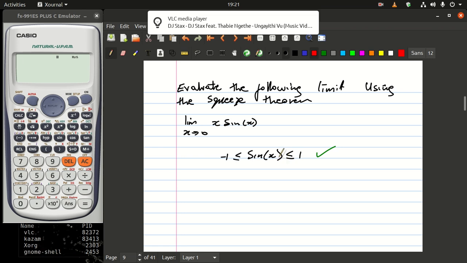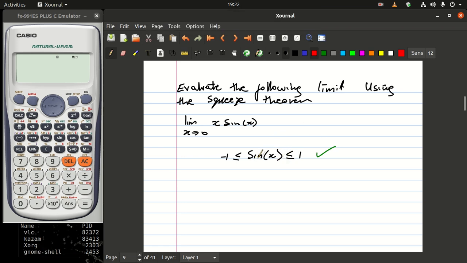Now, this is the correct way to do this. Suppose, I'm not going to use this color anymore, if x is greater than or equal to 0, then multiplying this whole thing is not going to change the inequality. So I will end up having minus x is less than or equal to x times sine of x, and this is less than or equal to x. And now, given this condition, it is correct.